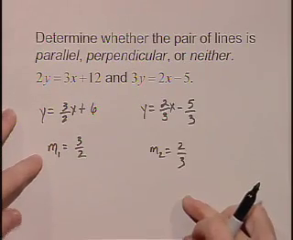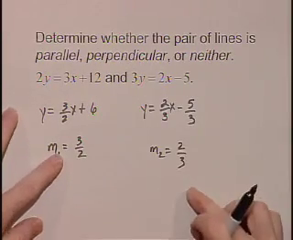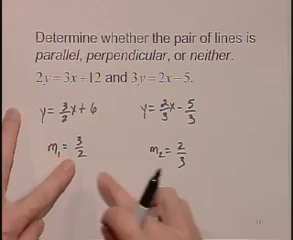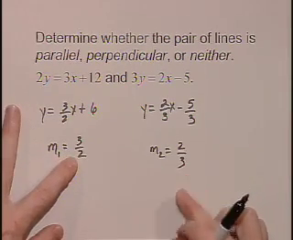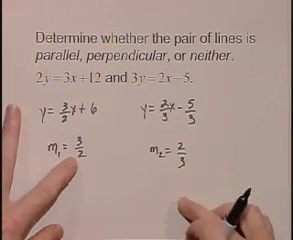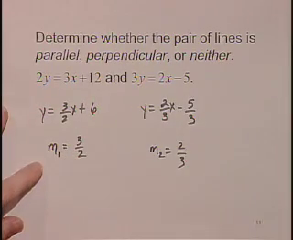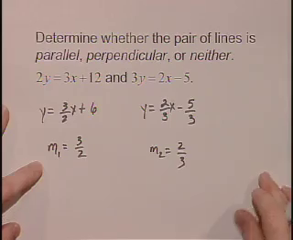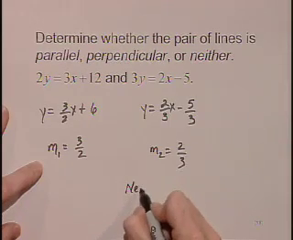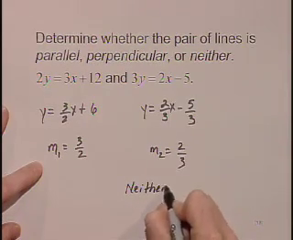By definition of perpendicular lines, we would need these slopes to be negative reciprocals. Neither one of these is negative, so it doesn't fit the definition for perpendicular lines. So we're ready to go ahead and decide that these two lines are neither. They are neither parallel nor are they perpendicular. So they're neither.